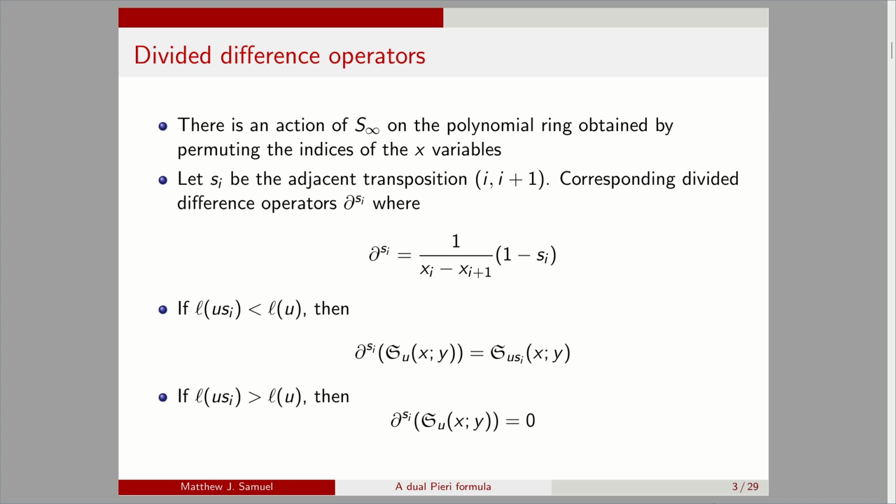In particular, on Schubert polynomials, or rather double Schubert polynomials, if the number of inversions of u decreases when you multiply on the right by s_i, then the application of the divided difference operator partial_i to S_u(x,y) gives you S_{u s_i}(x,y). But if the length increases, then the divided difference operator sends the double Schubert polynomial to 0.